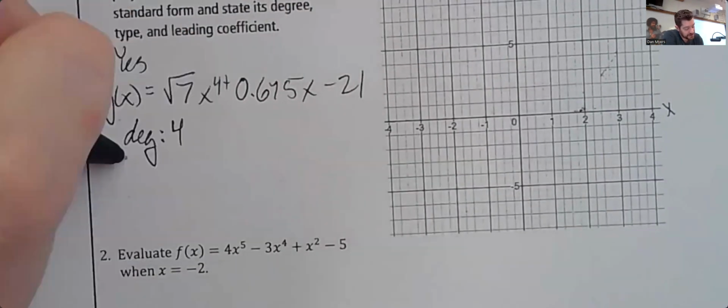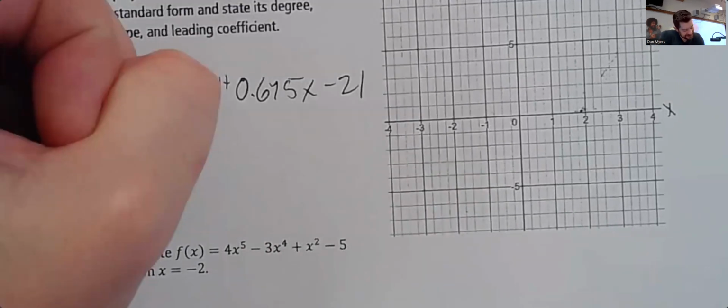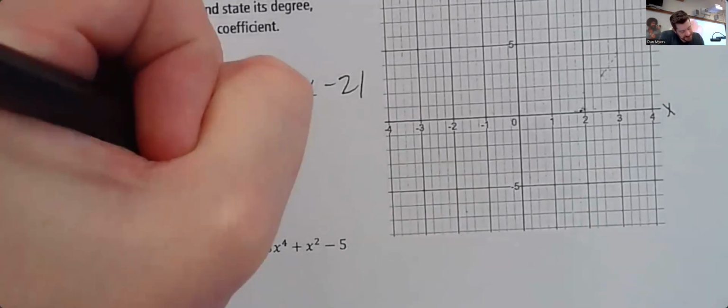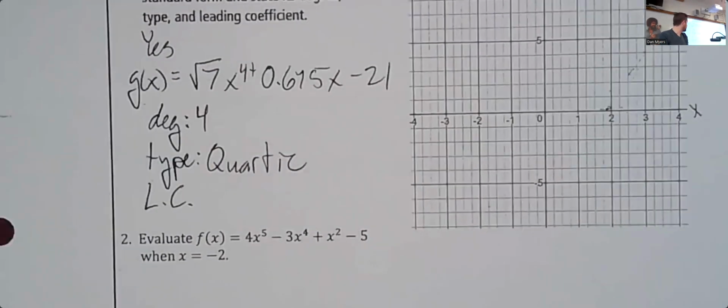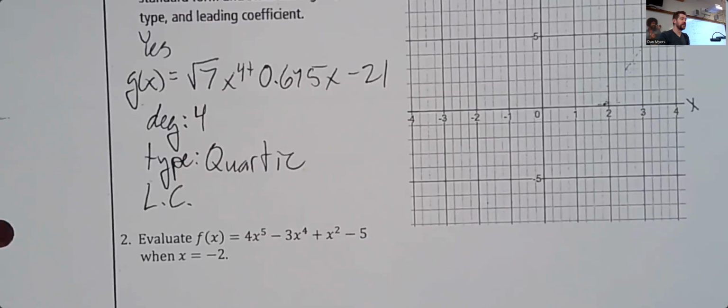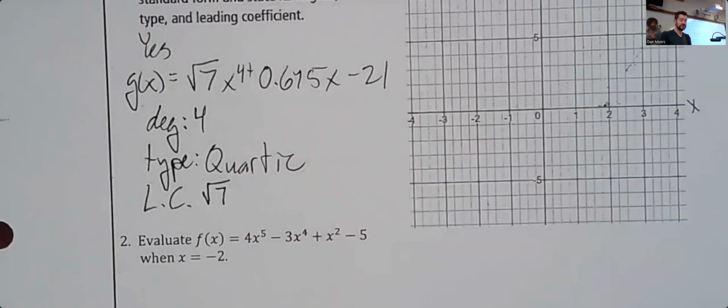The type is what we saw on the first page of our notes from last week. So if the degree is 4, does anybody remember the name? Quartic, yeah. That is a quartic. And then the lead coefficient is just the number in front of the highest variable with the exponent. So square root of 7. There we go. All right, that's it for that one. Number 2.